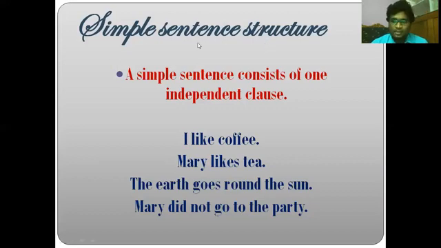Remember one thing: a simple sentence structure consists of only one independent clause. It has no other clauses. In the examination, if they ask you what simple sentence structures are, this is how you have to say it: it has only one independent clause. For example, you can give: I like coffee, or Mary likes tea, I like teaching, or I like being police. Only one sentence has to be there, and that has to be an independent clause. Make sure of that.